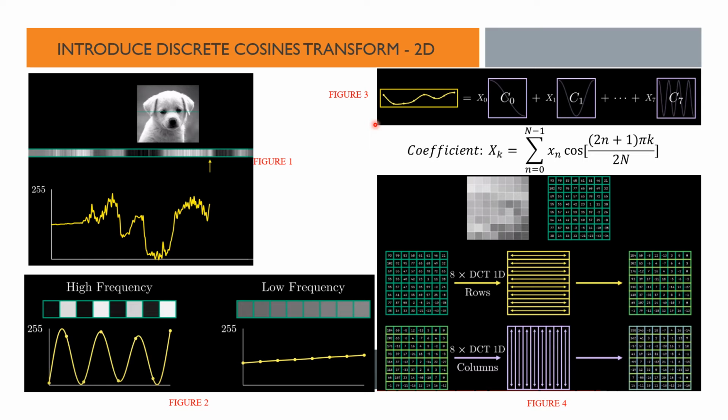This is very familiar from the Fourier transform in communication. So we have the coefficient formula X[k], which is X[n], the value of each pixel, multiplied by the cosine function.